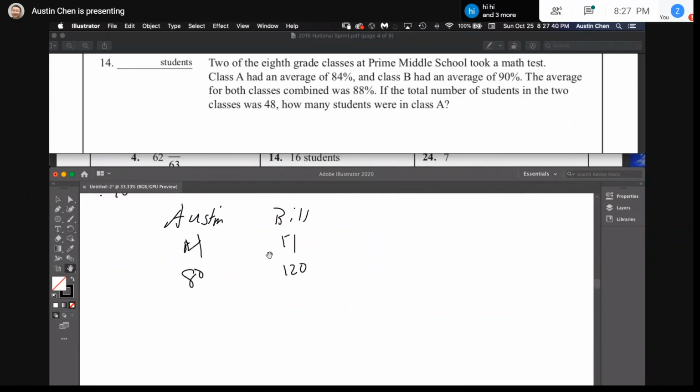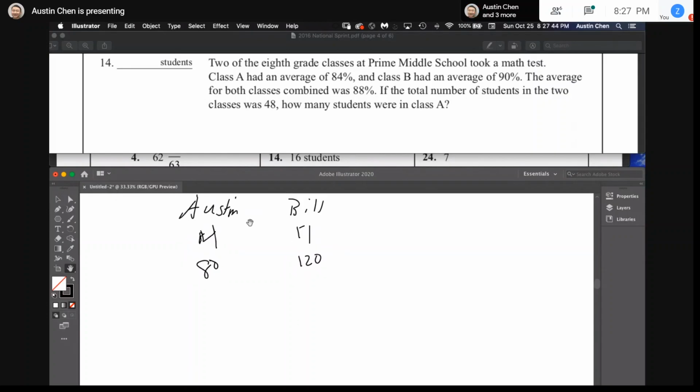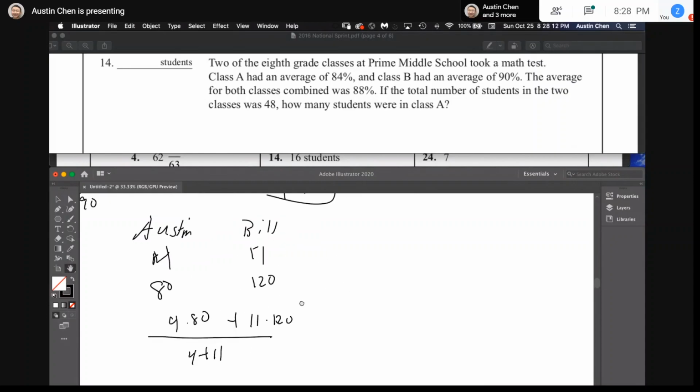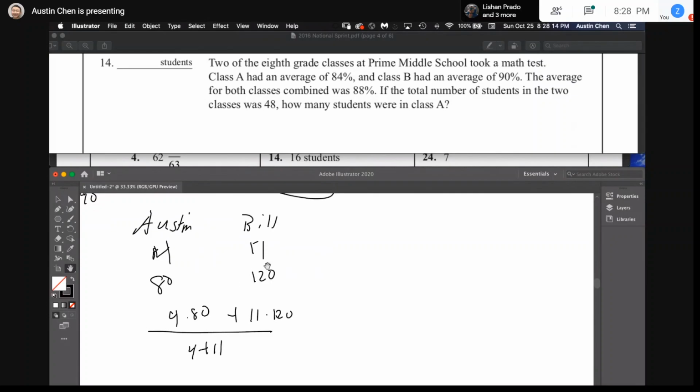So weighted average is saying that the average of our AMC tests would be 4 times 80, the number of my tests times my average, plus Bill's average times the number of tests he took, and then over the total number of tests we took. That's what weighted average is saying, a way to find the average of this. And you can prove it really easily.